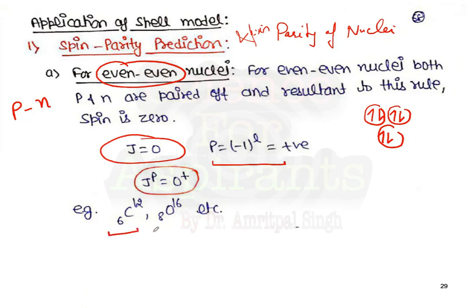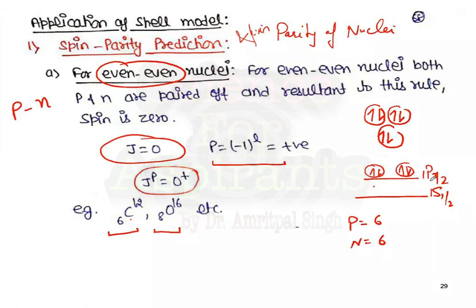So for example, if you have to find out the value of the ground state spin for carbon-12, there are 6 protons and 6 neutrons. So 6 means 2 nucleons will be in 1s 1/2, and the other 4 will be in 1p 3/2. So there is no unpaired nucleon, so their total ground state spin will be equal to 0, and parity will always be positive. So for even-even nuclei, the total angular momentum is equal to 0.